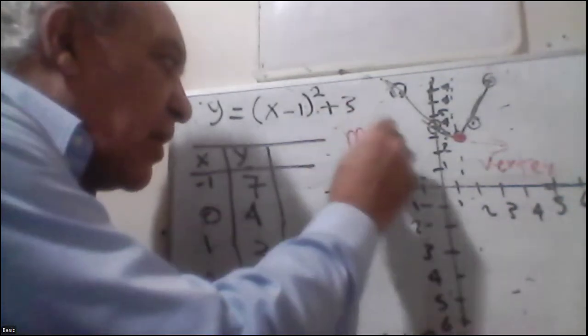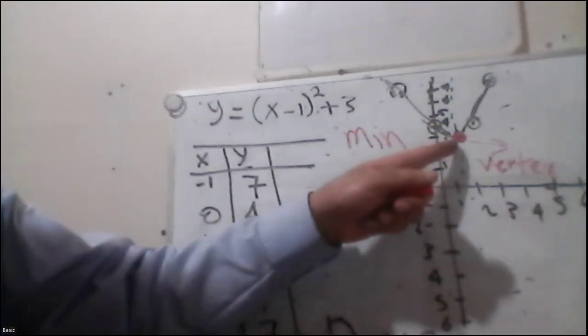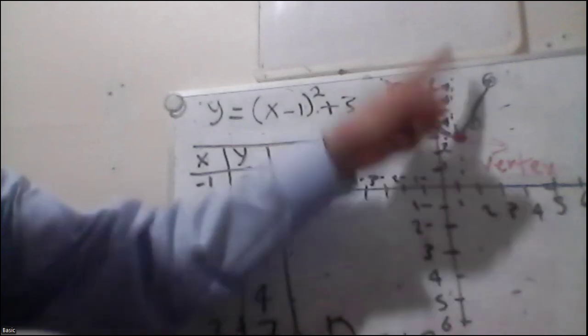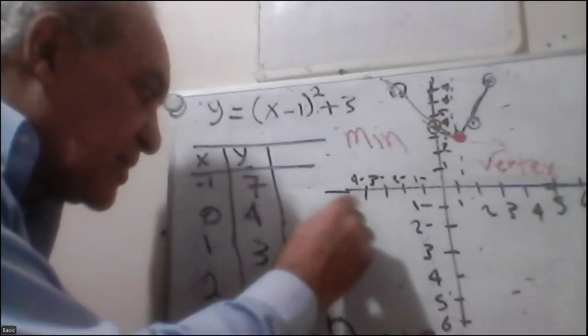And we have two types of vertex. In this vertex, it's a minimum, M-I-N. It's a minimum because it's closed down like what you see here. But we also have another vertex when it's the opposite, a maximum on the other side.